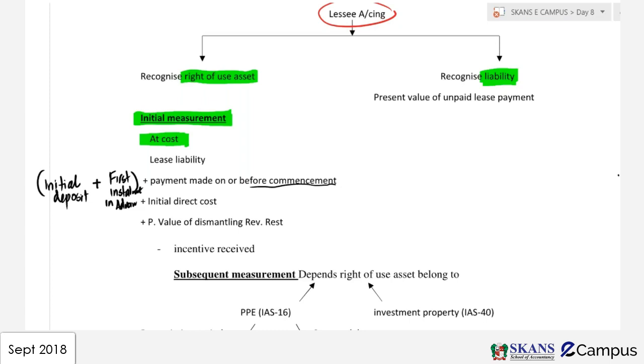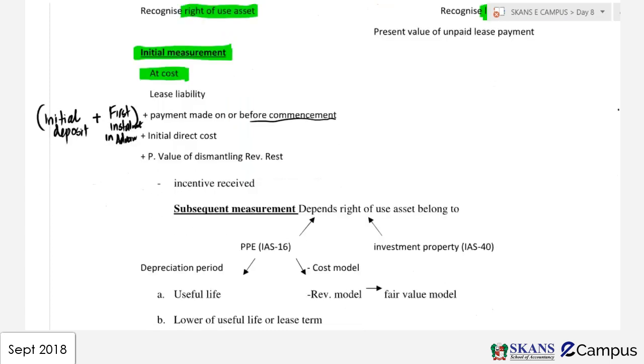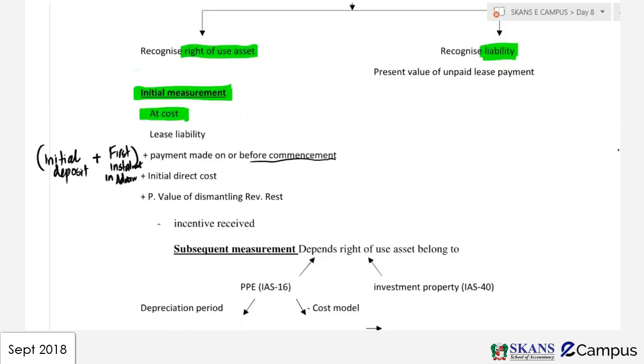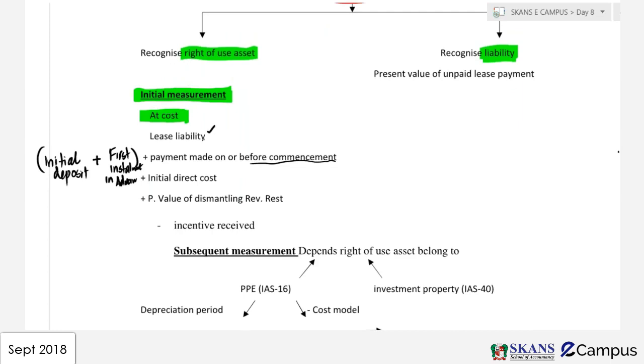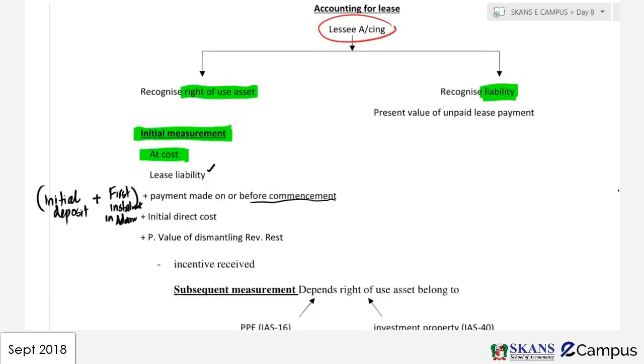Then we have initial direct cost. So this is the cost at which you need to recognize the asset, guys. Now, how to calculate the liability? It is simple. You are going to recognize the liability at present value of unpaid lease payments. So anything that is unpaid in future, you need to take the present value. And at which rate, guys, this is important, at the interest rate implicit in a lease contract.